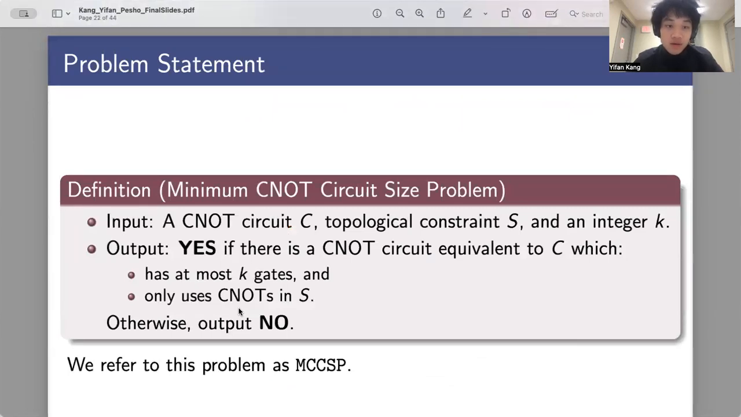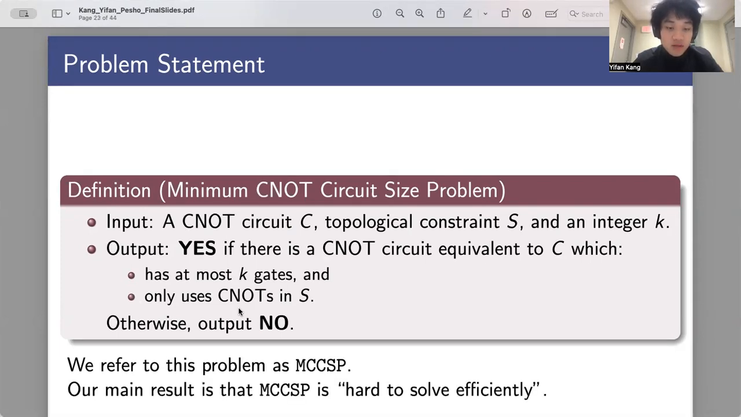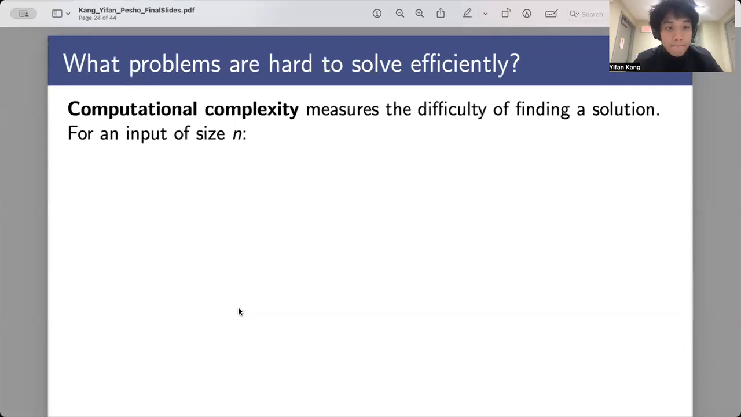So now it comes to our problem statement, which is: given the CNOT circuit C, a topological constraint S, and an integer k, we want to determine if there exists a CNOT circuit equivalent to C such that it has at most k gates, and it only uses CNOT gates in the constraint. We will refer to this problem later as MCCSP. Our main result is that this problem is hard to solve efficiently, or more formally, it is NP-hard.